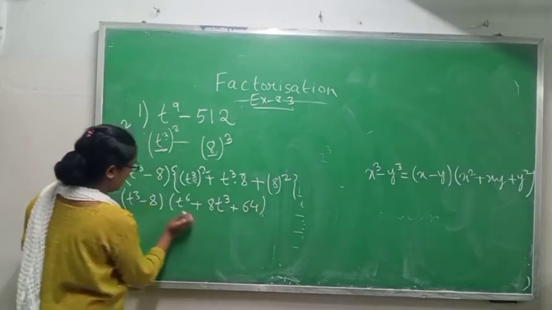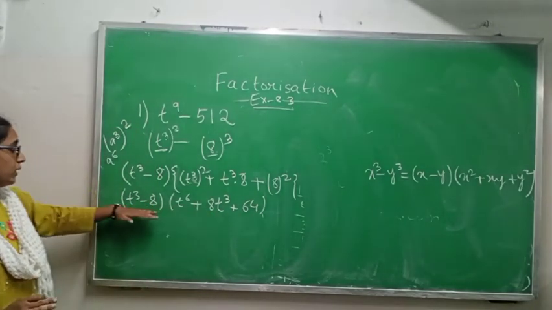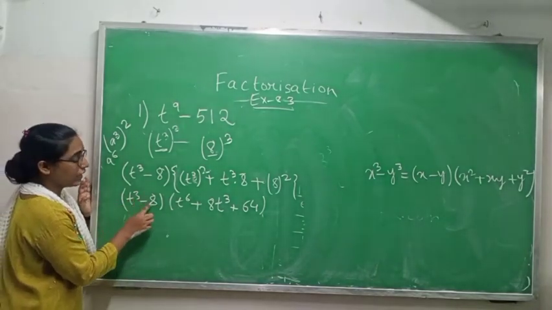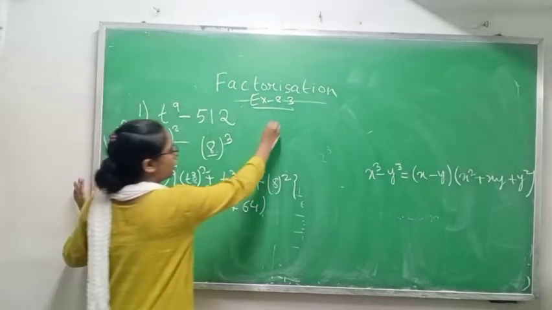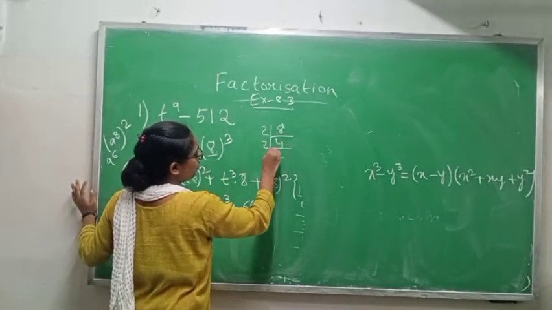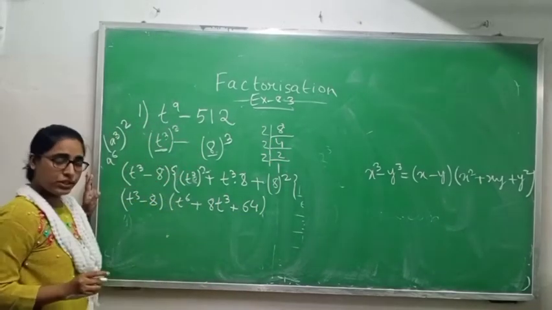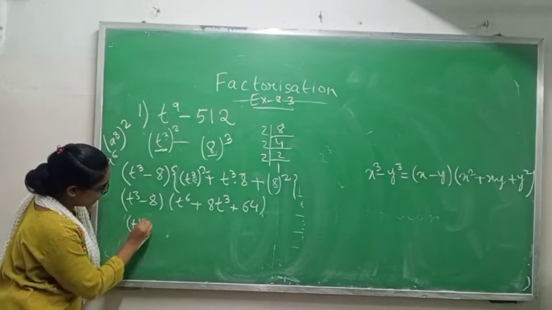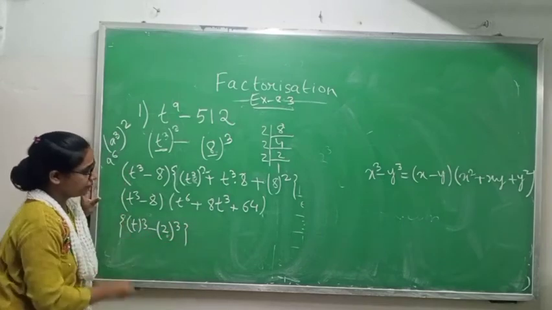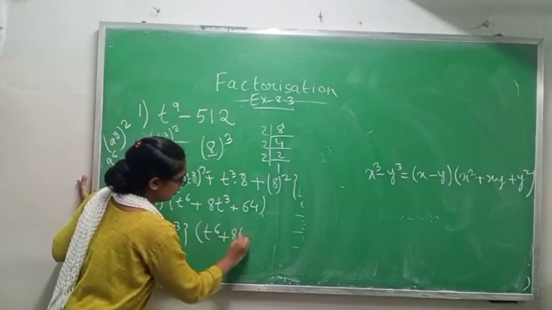Now you can see this one is done, but we can break this one again. Why? Because this one is t cube and 8 cube we have. 8 cube is what? 2. If you don't know, please see: 2 2s are 4, 2 2s are 12. So 2, 2, 2. How many times is 2 coming? 3 times. So you can write 3 power 3 minus 2 power 3. Okay. This one you will not do anything, just write as it is.